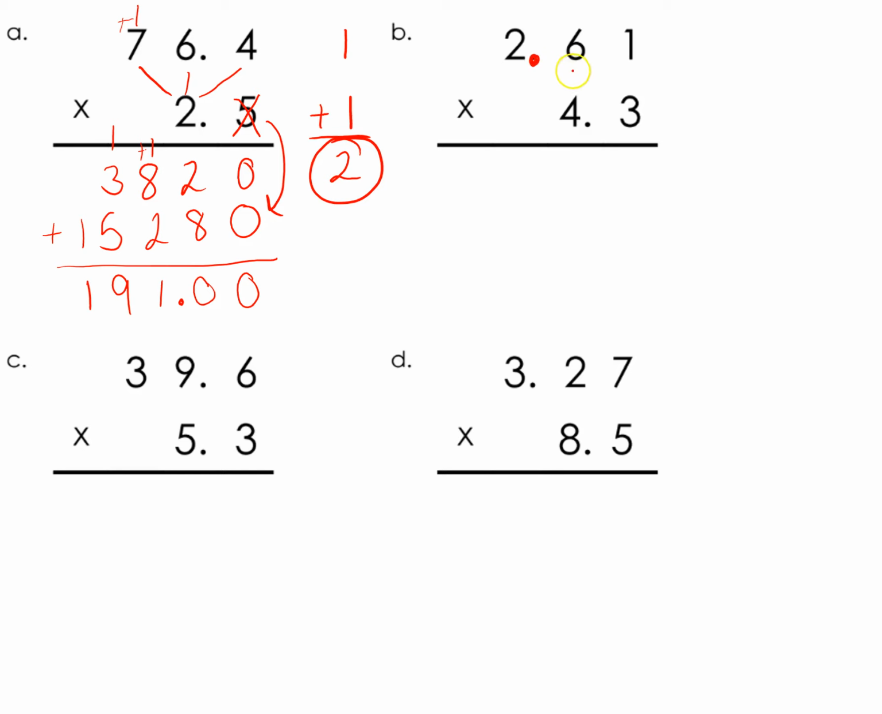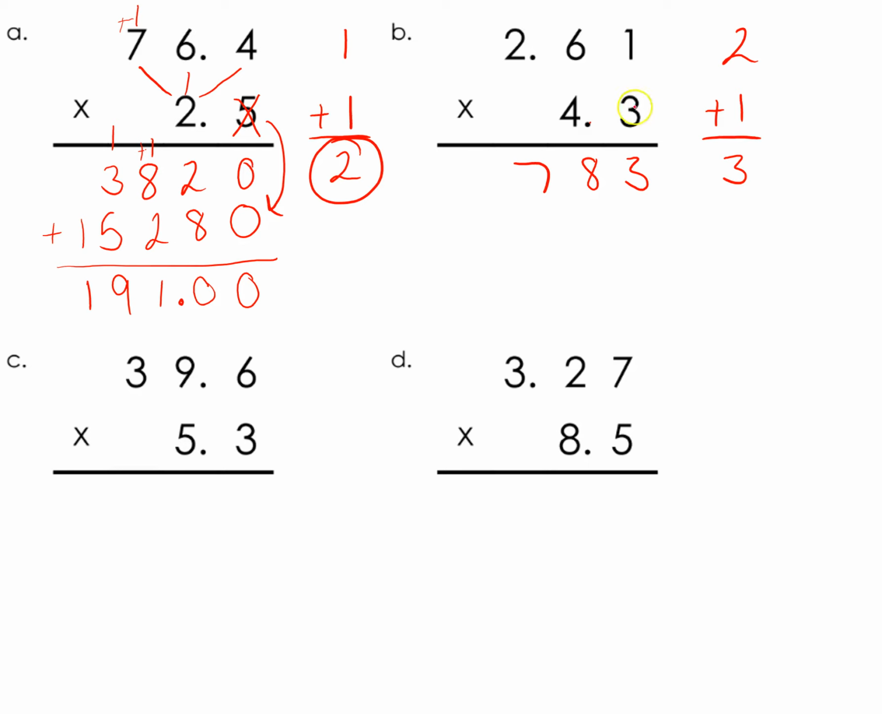Top number, here's my decimal. I have 2 numbers behind it. The bottom number, here's my decimal. I have 1 number behind it. So when I get my final answer, I'm going to move my decimal over 3 places. 2 plus 1 is 3. Okay, now I'm going to multiply just like it's 261 times 43. So I have to multiply the 3 times each number on top. 3 times 1 is 3. 3 times 6 is 18. Carrying my 1. 3 times 2 is 6, plus the 1 is 7.